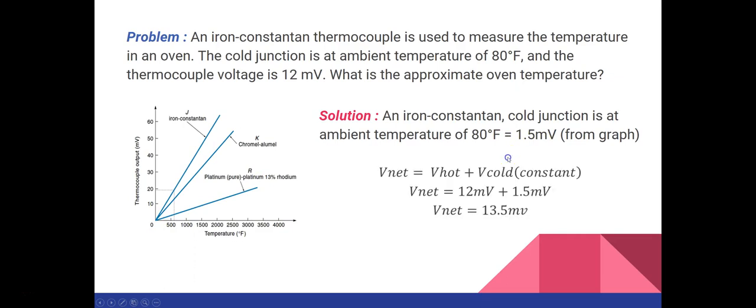Once you know this value, you can calculate the V net voltage. The V net voltage by formula is equal to V hot plus V cold. So this is the V cold voltage, you put it here, and the V hot voltage we already know from the problem is 12 millivolts. So V net you will get 13.5 millivolts. This is the voltage you got, but you have to find the approximate oven temperature. To find it, you again look up the graph, and corresponding to 13.5 millivolts, you look for the temperature here, and you will get around something like 300 degrees Fahrenheit.